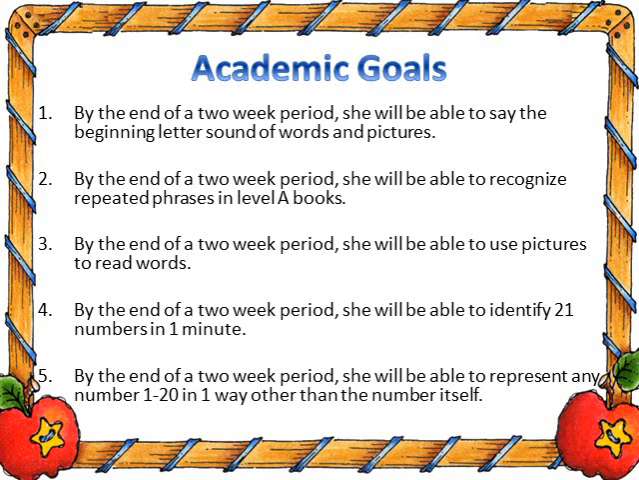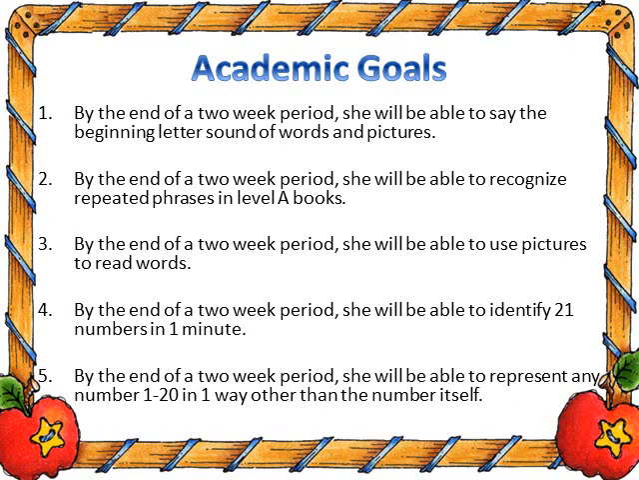She will be able to say the beginning letter sounds of words and pictures. She will be able to recognize repeated phrases in Level A books. She will be able to use pictures to read words. She will be able to identify 21 numbers in 1 minute. And she will be able to represent any number 1 through 20 in one way other than the number itself.